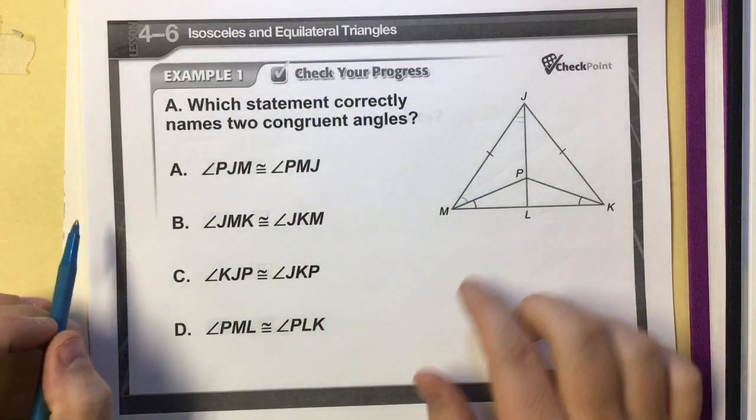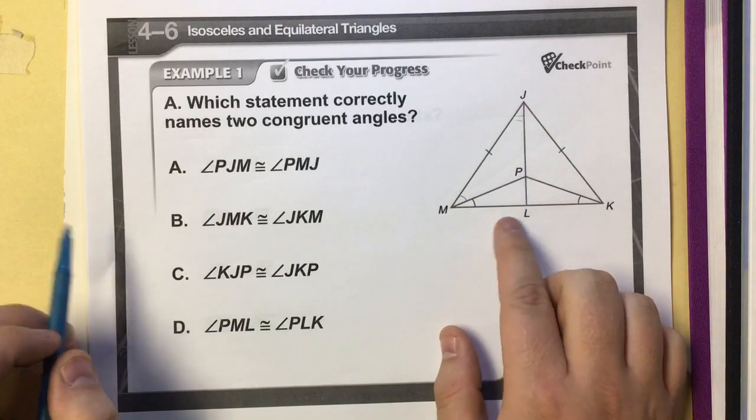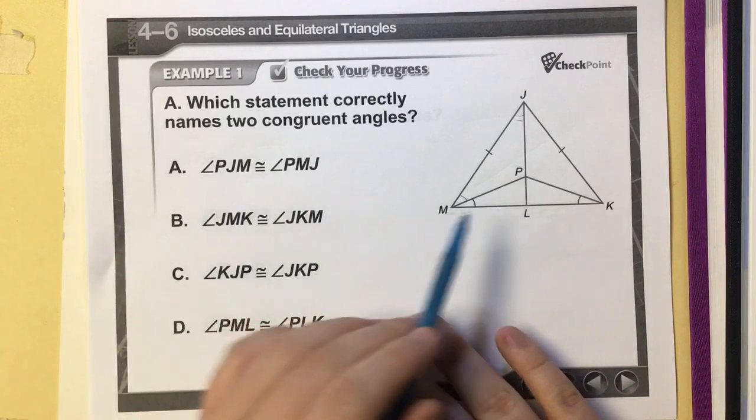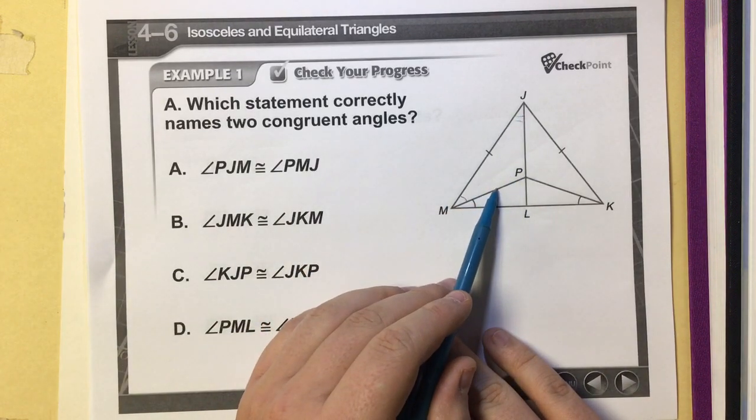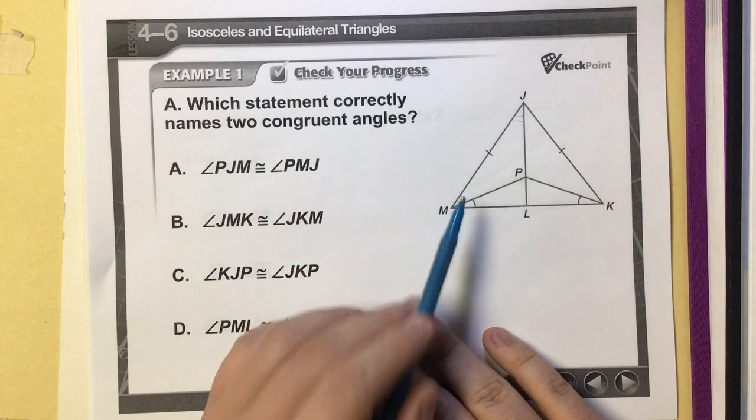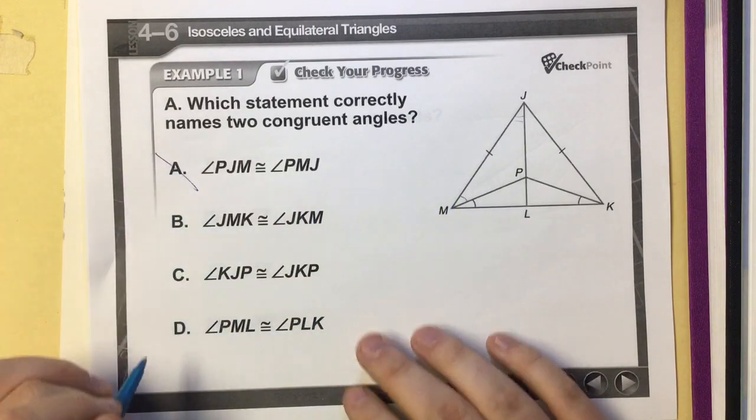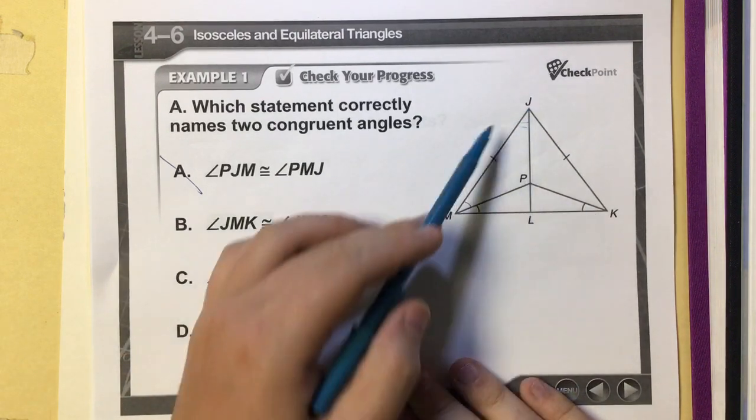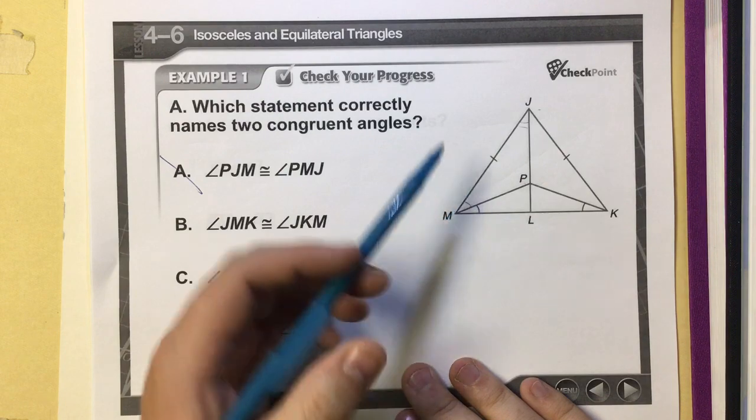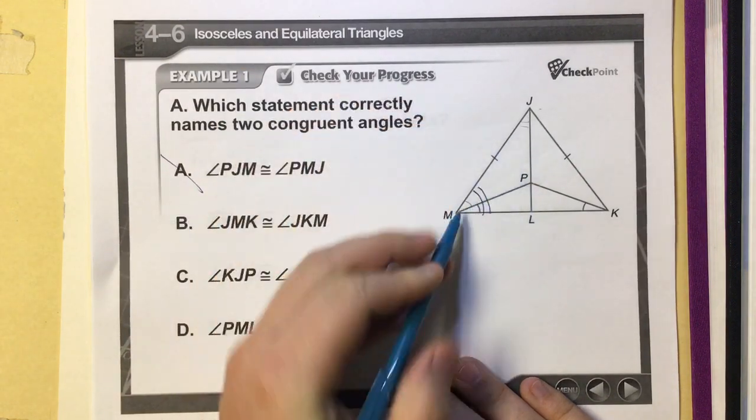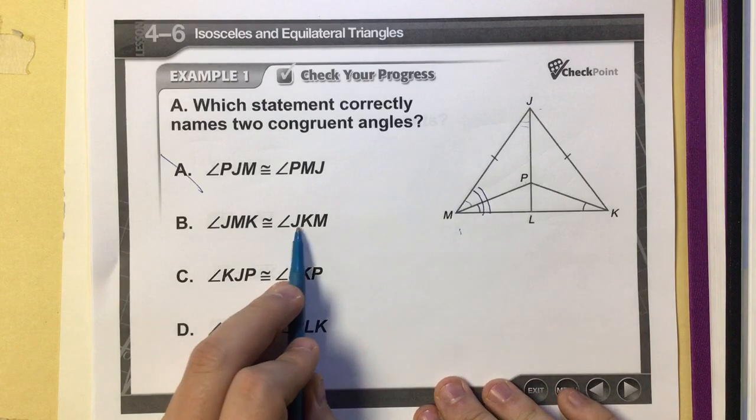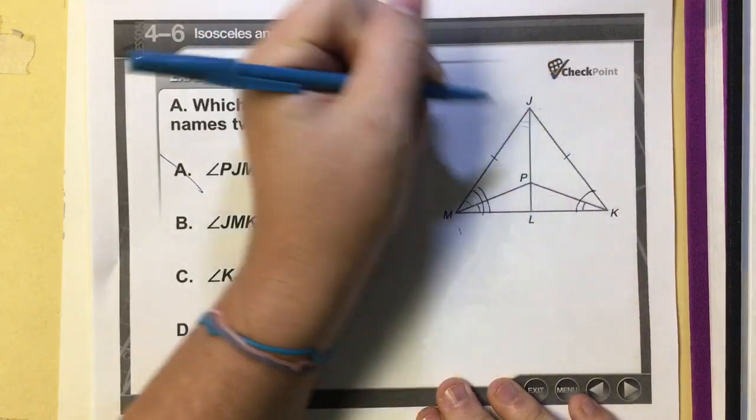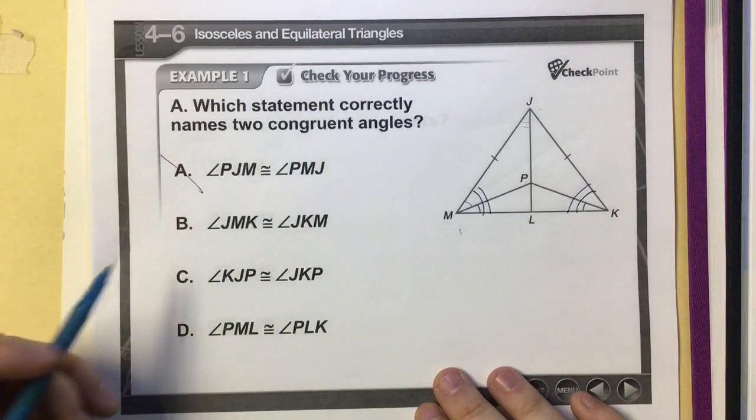And we have to see, is there any way for us to know that PJM and PMJ are congruent? They kind of look like it, but if that were the case, we would need to know the sides opposite of them, like this side and this side, were congruent, and we don't. So it's not A. Angle JMK, this whole angle here, the whole thing, this whole angle, this corner, is congruent to angle JKM. So that's this whole angle on this side. Are those congruent to each other?